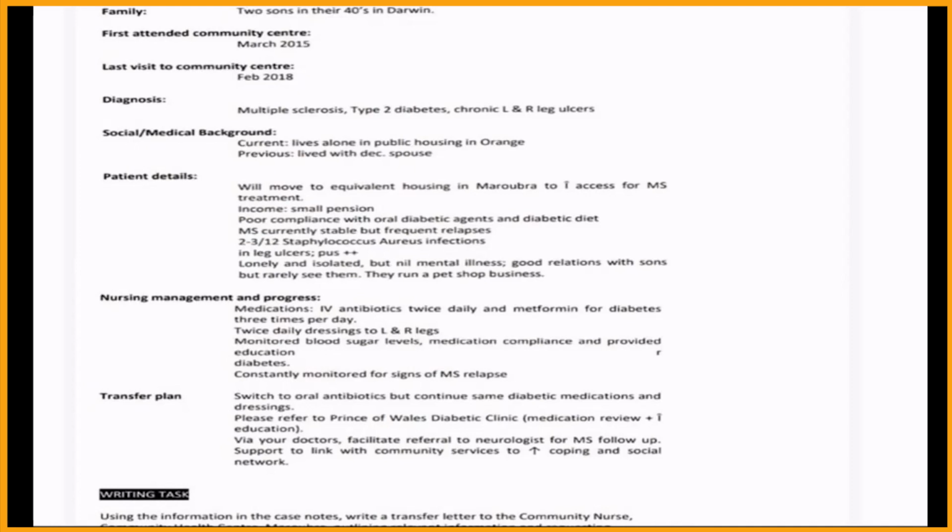Clear? Yes. So then this says that his income is small pension, poor compliance. When you look at the diagnosis, you see that there are 3 main types of issues: multiple sclerosis, type 2 diabetes, and chronic left and right leg ulcers. So here in this letter, we can understand that all the material is mixed up. It is not organized. So it is your duty to organize it so that it helps you to write the letter properly.